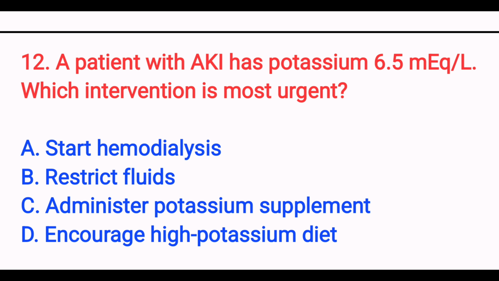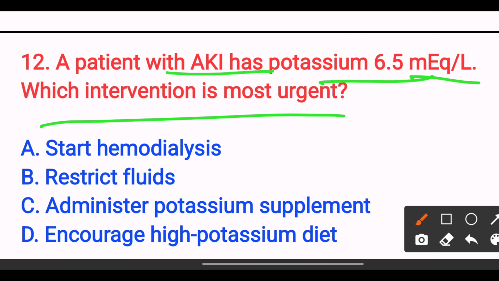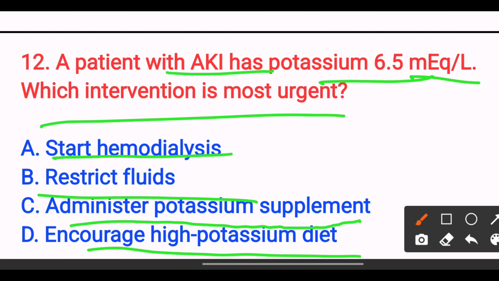A patient with acute kidney injury has potassium 6.5 mEq per liter. Which intervention is most urgent? Option A, start hemodialysis. Option B, restrict fluids. Option C, administer potassium supplement. Option D, encourage potassium diet. The answer will be option A, start hemodialysis.